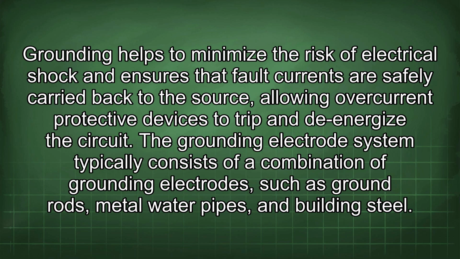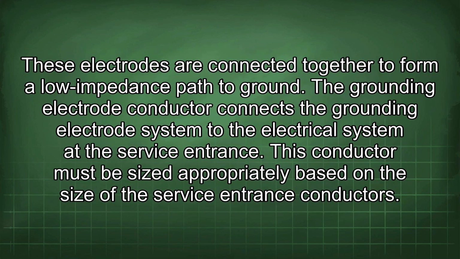The grounding electrode system typically consists of a combination of grounding electrodes such as ground rods, metal water pipes, and building steel. These electrodes are connected together to form a low-impedance path to ground. The grounding electrode conductor connects the grounding electrode system to the electrical system at the service entrance. This conductor must be sized appropriately based on the size of the service entrance conductors.